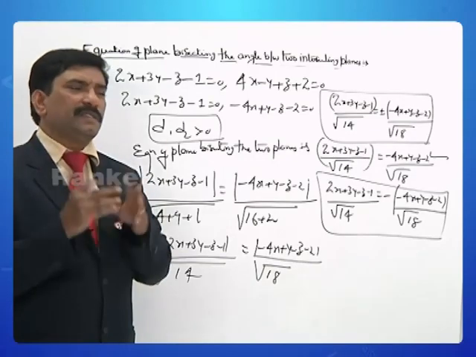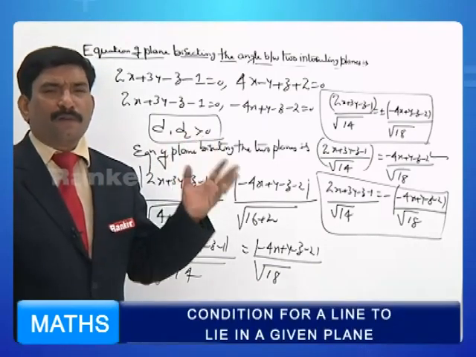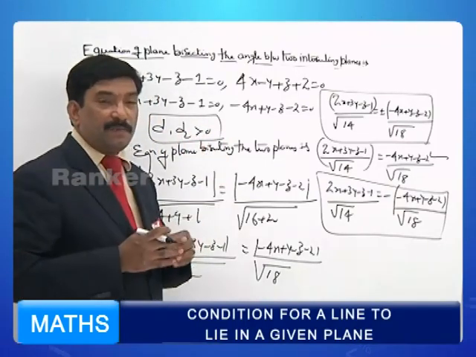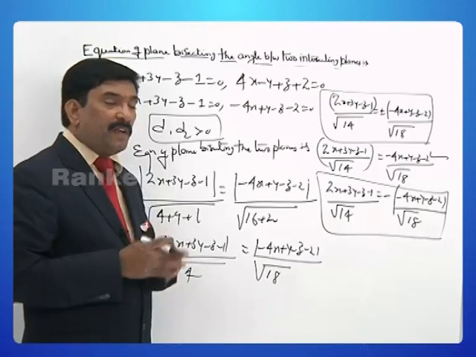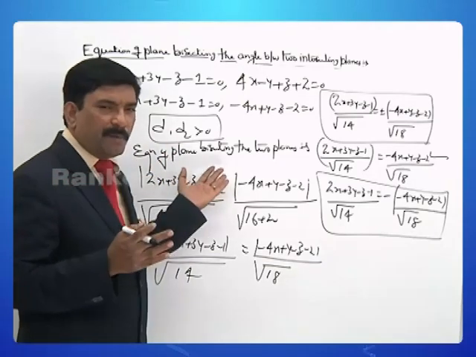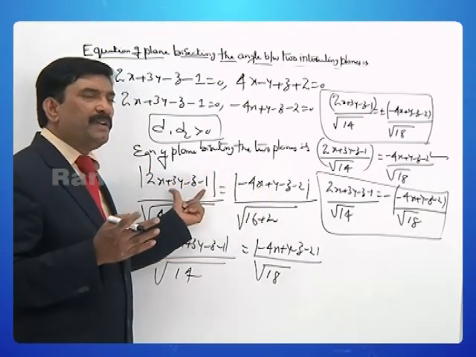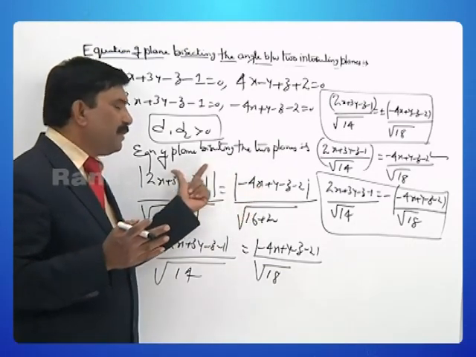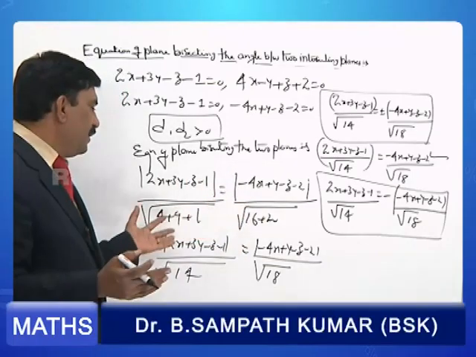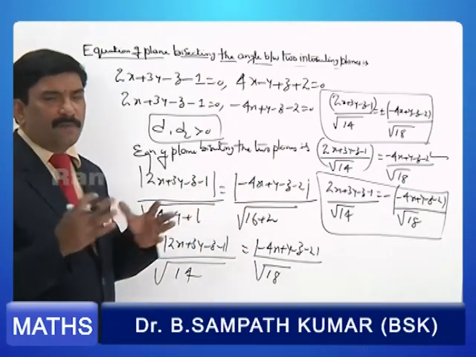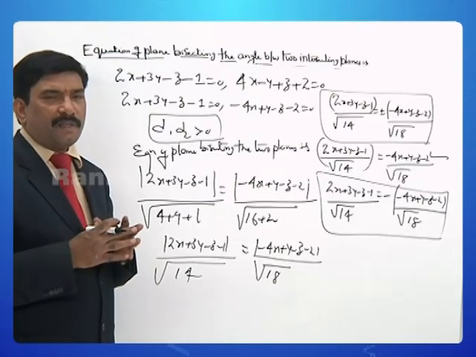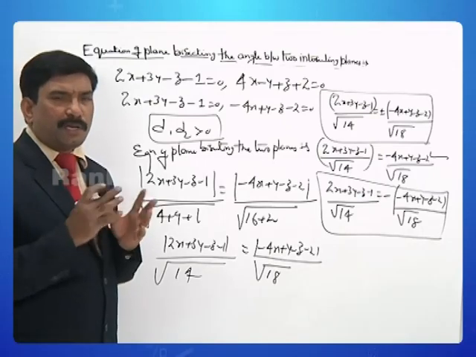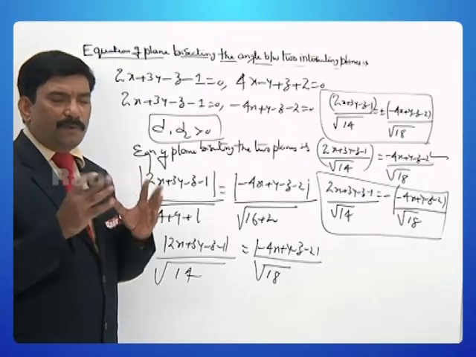But all this discussion comes under D1 and D2: D1 into D2 must be greater than 0. Then you can go for finding the perpendicular distances. The perpendicular distance from any point on a bisecting plane is always equated. Remove the modulus sign and you get a plus or minus sign: with plus one bisector, with minus the other bisector. Then, particularly for objective questions, we shall discuss how to find the acute bisector and obtuse bisector.